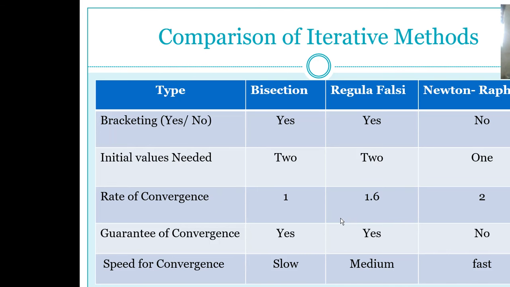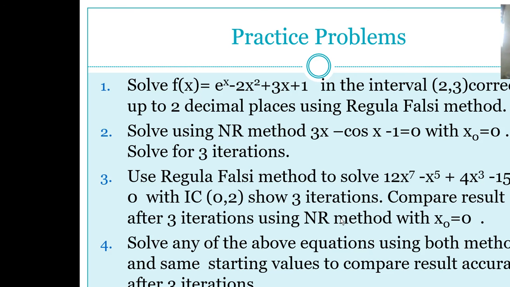Okay, so with this we can check whether we have understood whatever has been taught in this lecture by trying to solve these practice problems. The first question is for the regula falsi method. The second question is for the Newton-Raphson method. Then the third question is that you have to solve by both methods and compare the results with each other for the same number of iterations. Okay, so that their accuracy of result and nearness can be checked by comparing the same starting value and same number of iterations for such comparable methods.